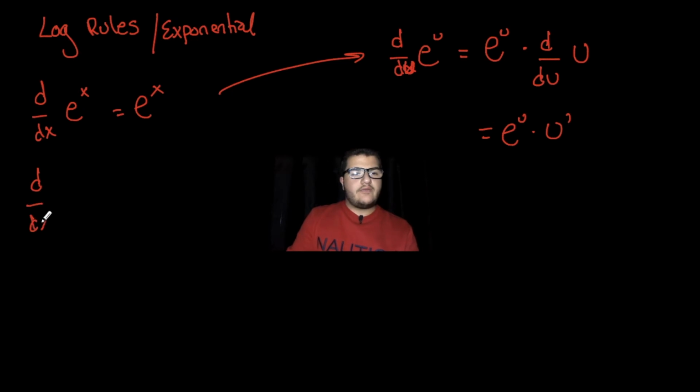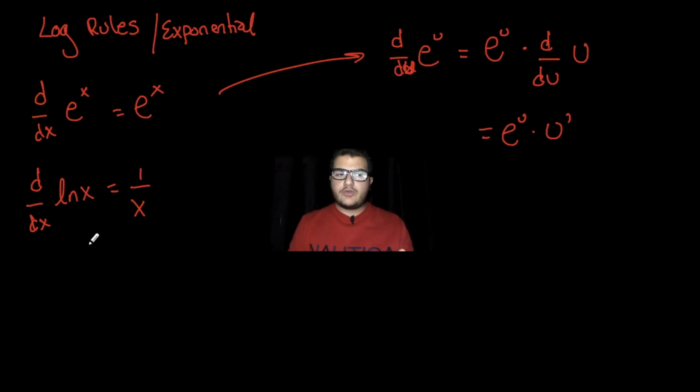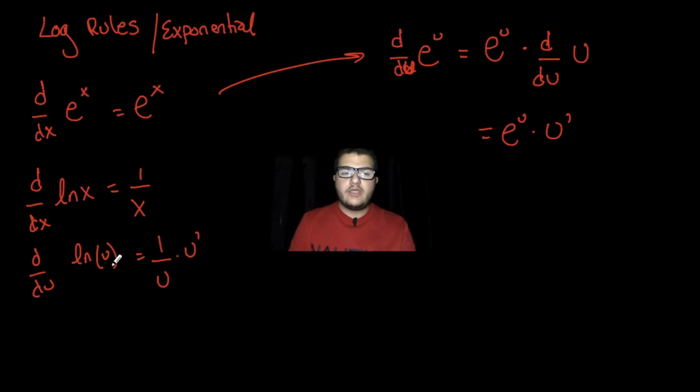Next one we have is the derivative of ln of x, which is equal to 1 over x. And again, if this was ln of any function other than x, let's say ln of u, then the derivative is 1 over u times u prime, always taking the derivative of the inside function if it's a chain rule. So watch out for that.